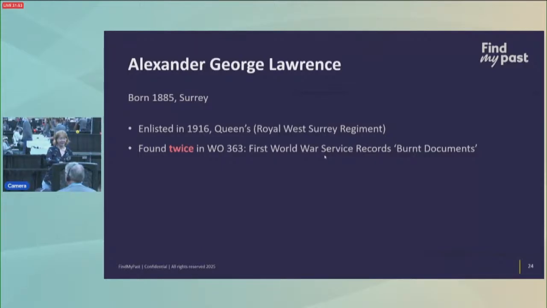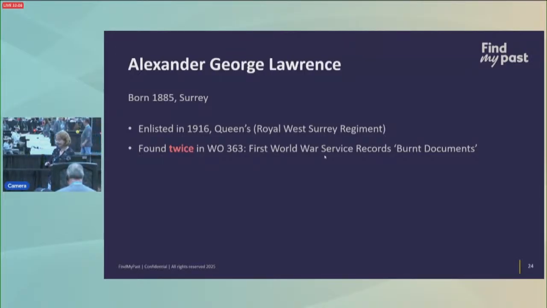So let's look at an example really quick. This is Alexander George Lawrence. A totally random person, no relation to me at all. Born in 1885 in Surrey. He enlisted in 1916 in the Queen's unit, the Royal West Surrey Regiment.